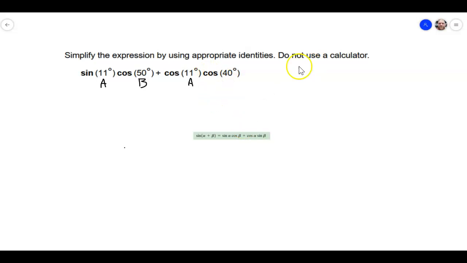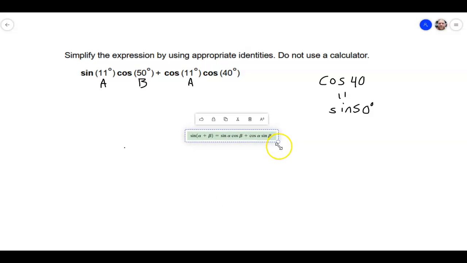So how do we make this cosine of 40 degrees into the sine of 50 degrees? We need the cosine of 40 degrees to equal the sine of 50 degrees in order to make this formula work. So that's our dilemma here.